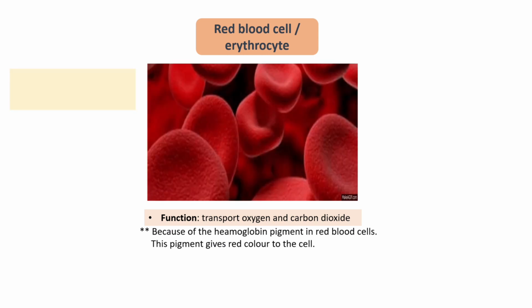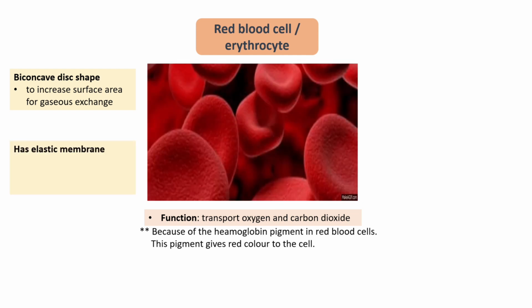The structure of red blood cells is adapted to its function. Red blood cell has a biconcave disc shape. This is to increase surface area for gaseous exchange. Red blood cell has an elastic membrane. This is to allow the red blood cells to pass through the narrow blood capillaries.